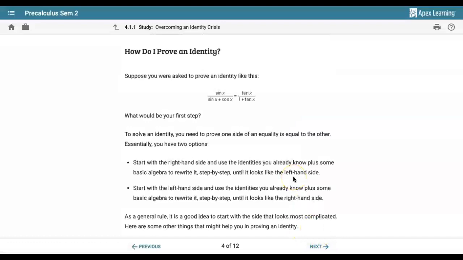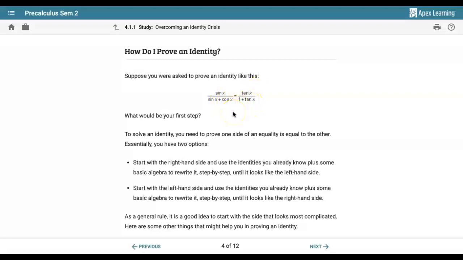Okay, so the next question you might be asking then is, okay, great, we did that one, but how do you prove an identity? All right, how do you prove an identity? If you were given an equation that said sine x over sine x plus cosine x equals tangent over 1 plus tangent.